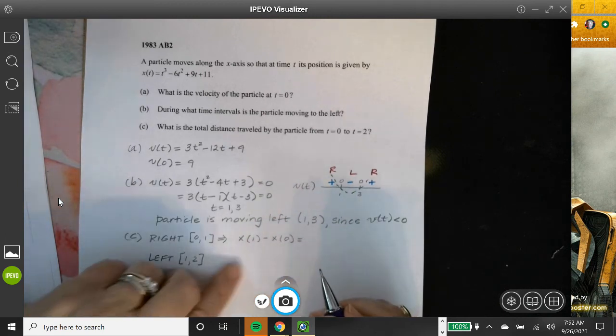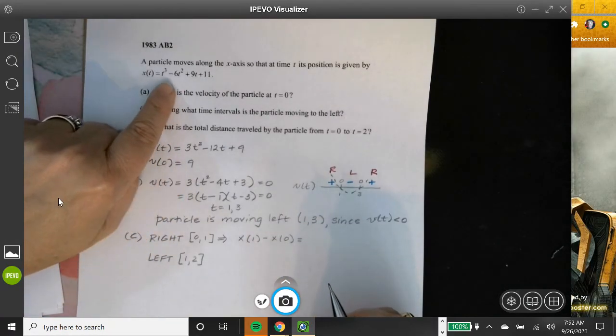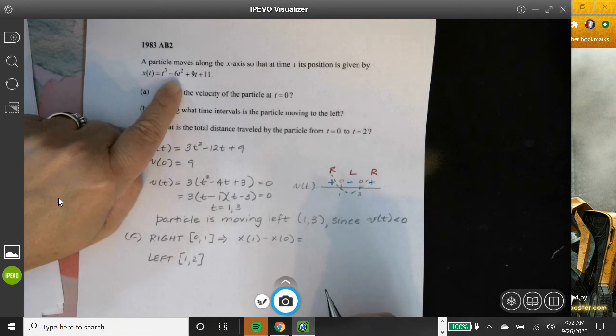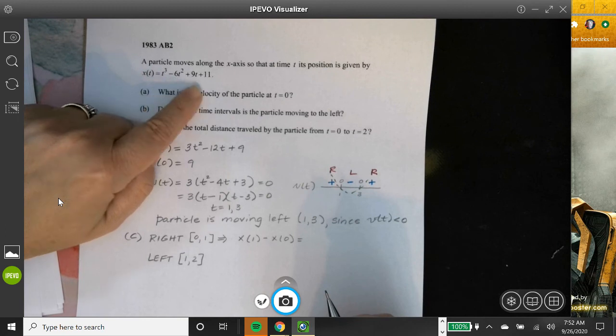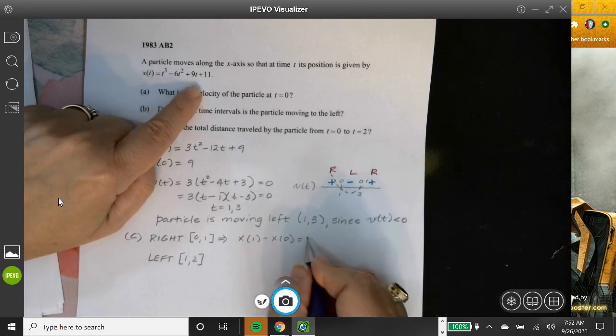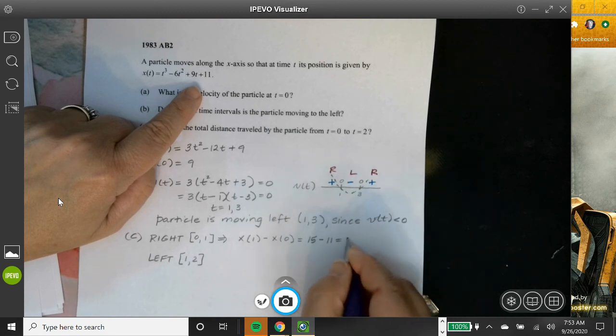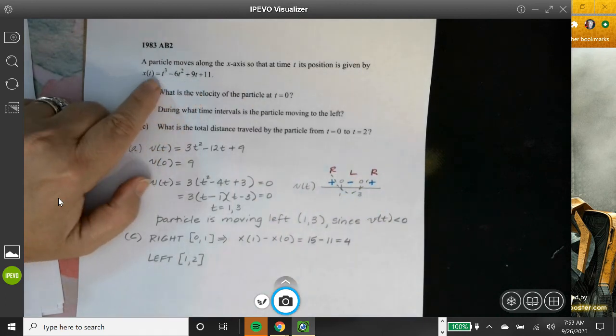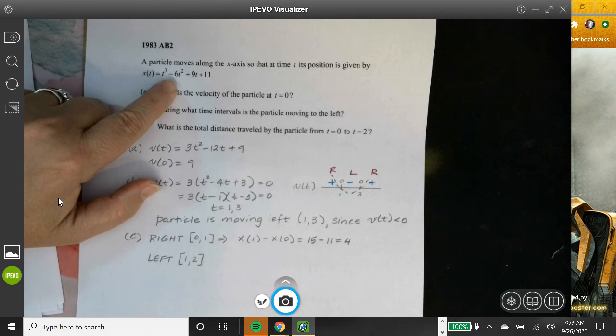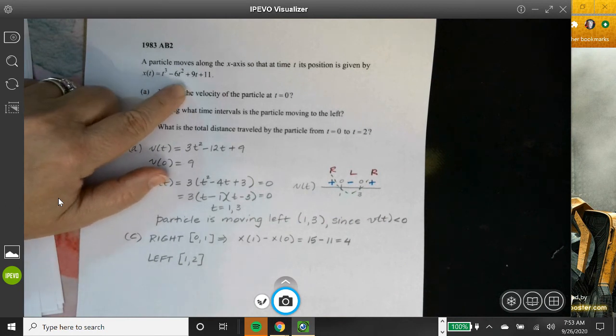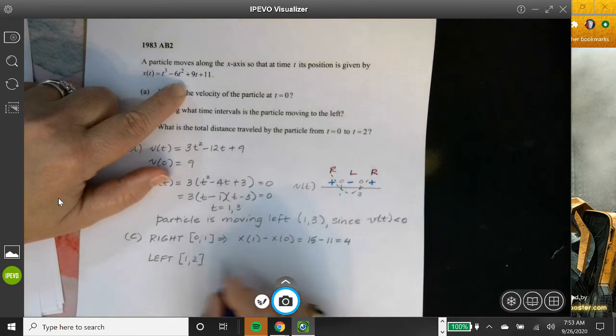So let's figure out what that is. x of 1, if I plug 1 into the position function, we're going to get 1 minus 6, which is negative 5. Negative 5 plus 9 is 4. 4 plus 11 is 15. Minus 11, which is 4. Let's see if I did that right. 1 minus 6 is negative 5. Negative 5 plus 9 is 4. I feel good about that. Okay, so we moved 4 units to the right.